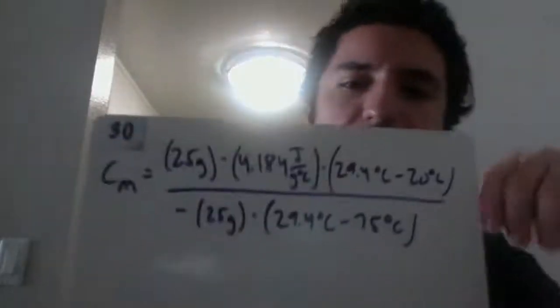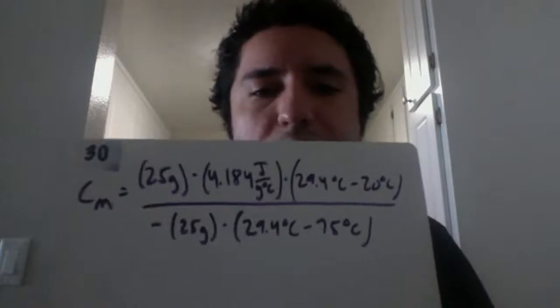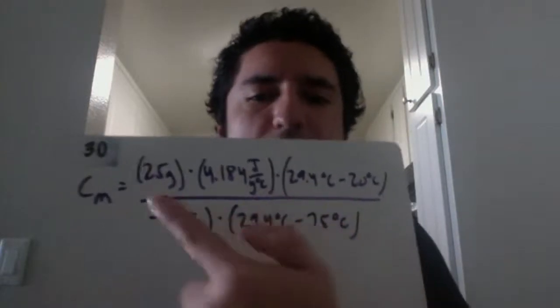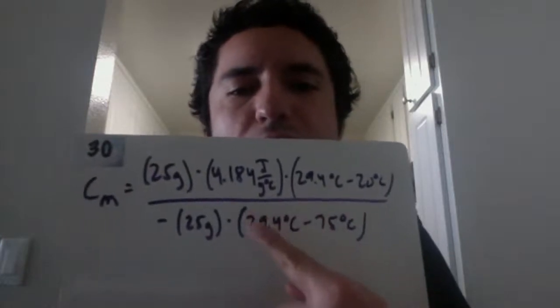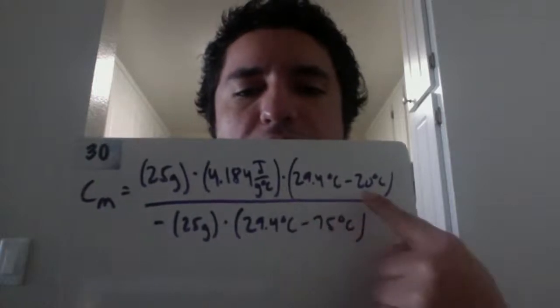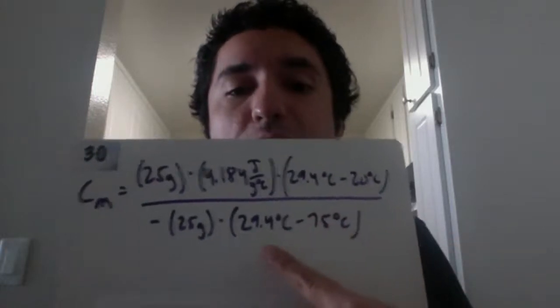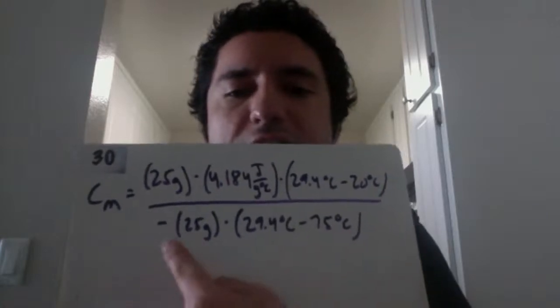So it looks like this. The mass of the metal and the water are the same. Since this is all multiplying, you can probably just cancel the 25s if you'd like. The specific heat of the water is 4.184. And for the water, it's 29.4 minus 20. But for the metal, it's 29.4 minus 75. So this is going to be negative, but that's fine because that negative will cancel out with that negative, and we'll get a positive value. So let me see here. I can't remember if you got it right or not from what I saw.